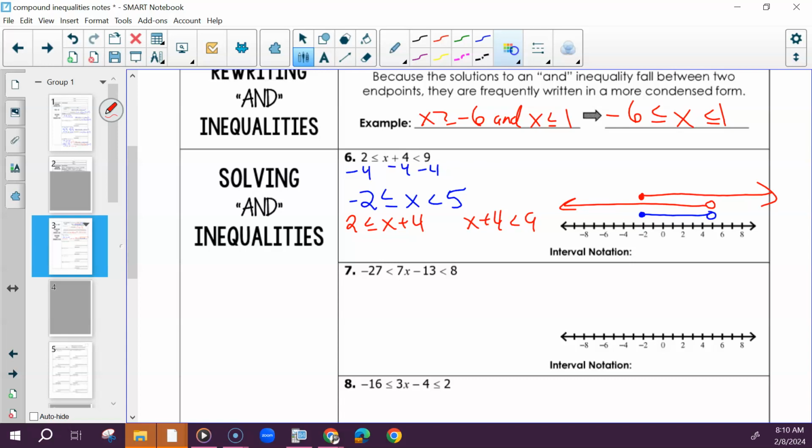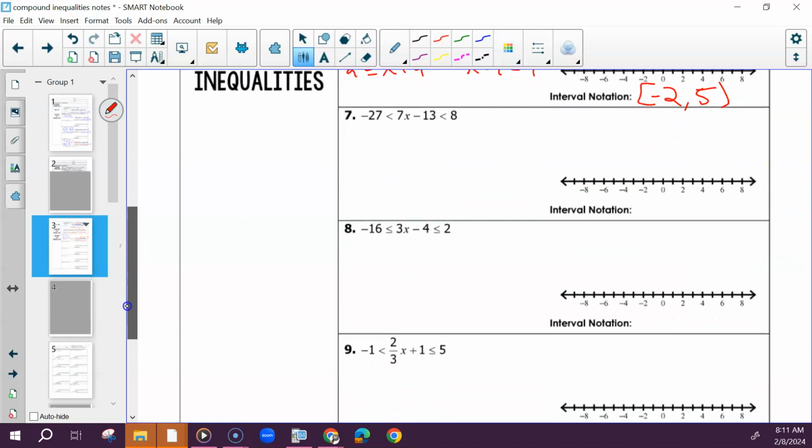Okay. Alright, what would the interval notation of this be? Bracket -2, and then 5 parentheses. Sometimes you'll have a mixture, sometimes you'll have 2 parentheses, 2 brackets, it depends. Other questions on inequalities? Let's do one more and then we'll be done for today.